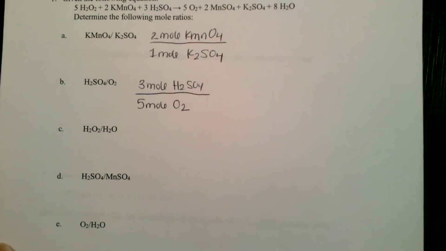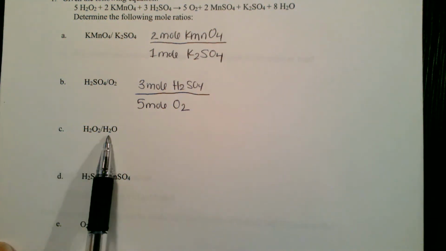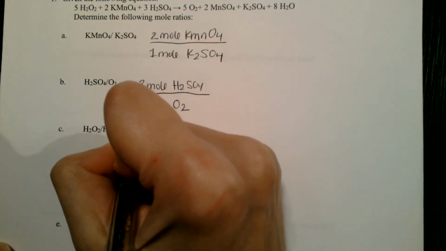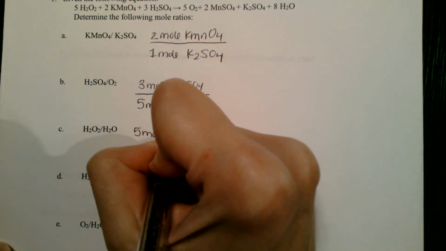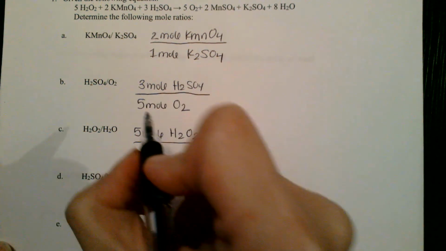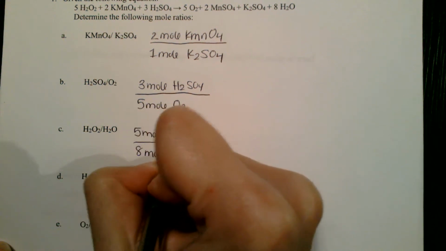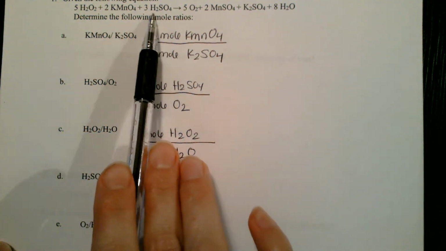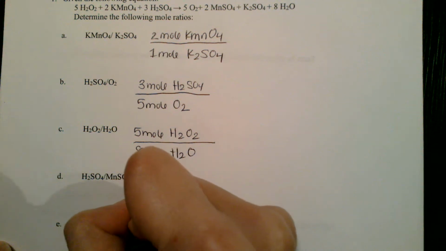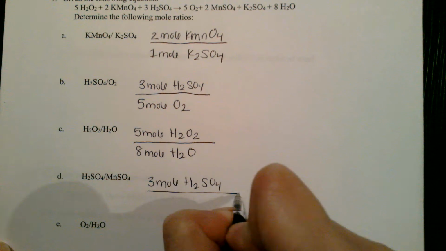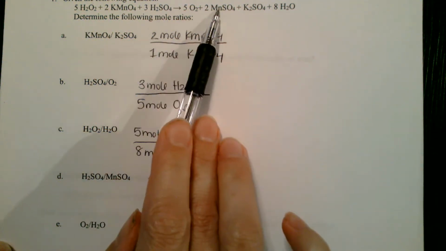Okay, so keep going. Now we're going to go H2O2 to H2O. H2O2 is a 5, so 5 mole of H2O2. We look at our water. Our water has a coefficient of 8, so 8 mole of H2O. Now we have H2SO4 to MnSO4. So again, just go up here. We have a 3 mole of H2SO4, and if we look at our MnSO4, we have a 2 there.